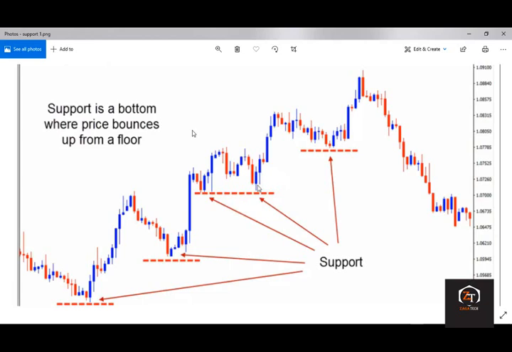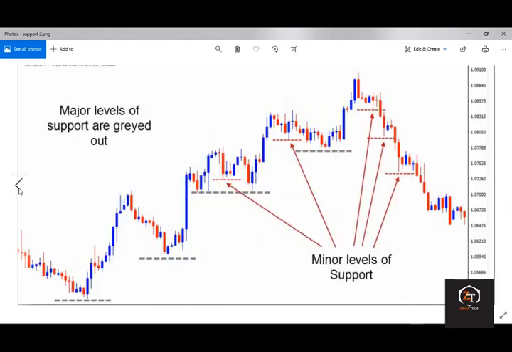So we have this as a major level, and we have the major support. Let me take it like that. We have major support, we have minor support. So going to the second part of the picture, I will show you guys what major and minor support is all about.